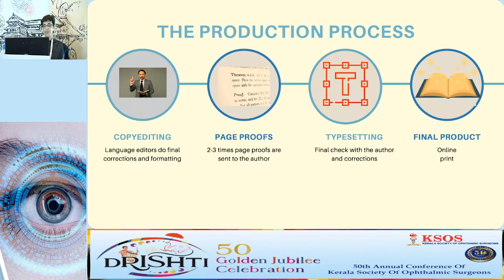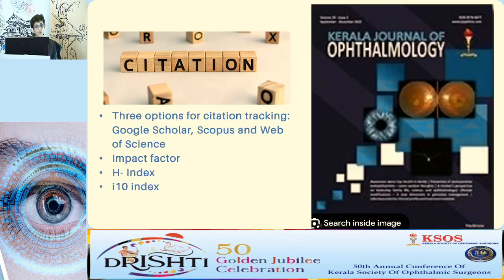Once your article is accepted, it goes through a copy editing process where the journal language editors do final correction and formatting. And there is a lot of back and forth movement of the article between the author and the editors. And finally, typesetting is done and the final check is done with respect to the author. And then your product comes online or in print. So is the process over? No. You can look at the impact that you have created by looking at the citations. There are 3 options: Google Scholar, Scopus, and Web of Science. And also you can look at your journal's impact factor and the H index or i10 index.